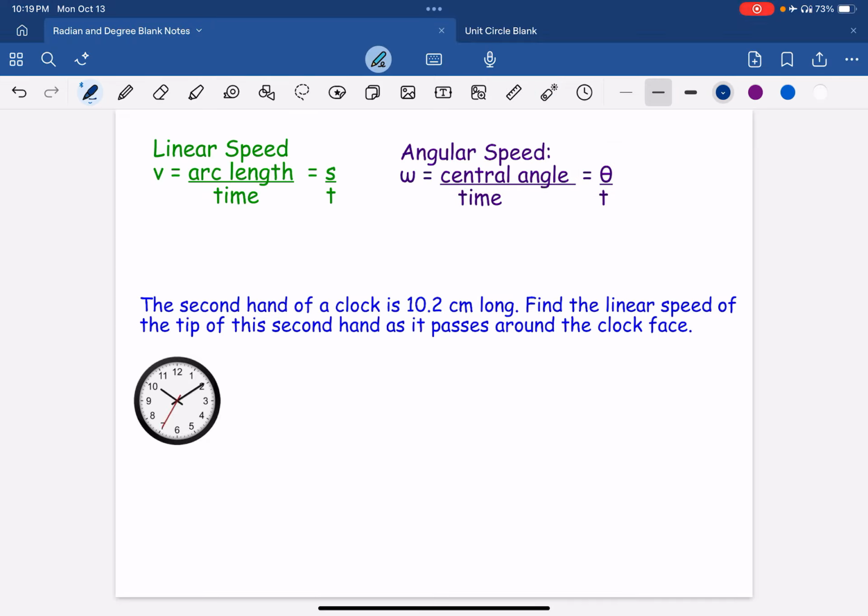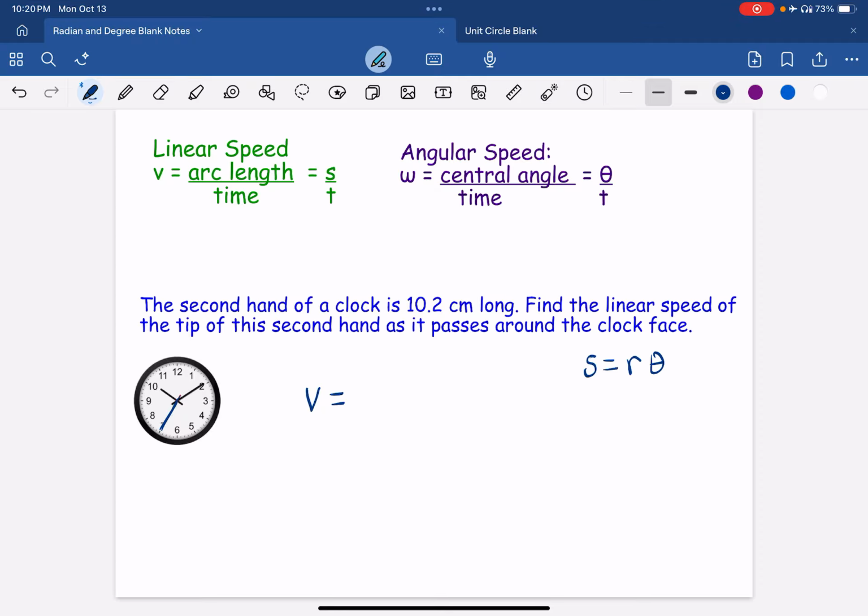Okay, so let's look at an example. The second hand of a clock is 10.2 centimeters long. So that's the second hand right here. Find the linear speed of the tip of this second hand as it passes around the clock face. So we're looking at the linear speed. So we're going to find v, which equals the arc length divided by time. Well, we have to find the arc length first. So we know arc length is the radius times the angle.